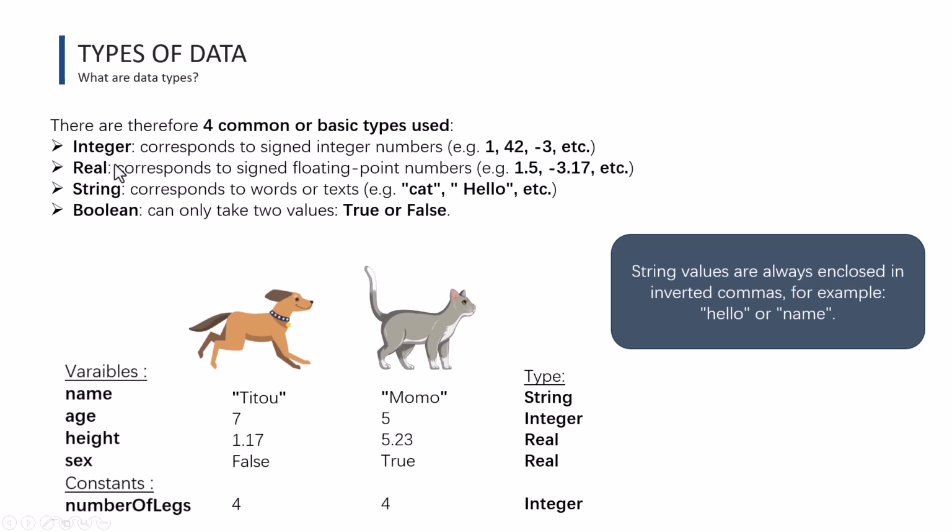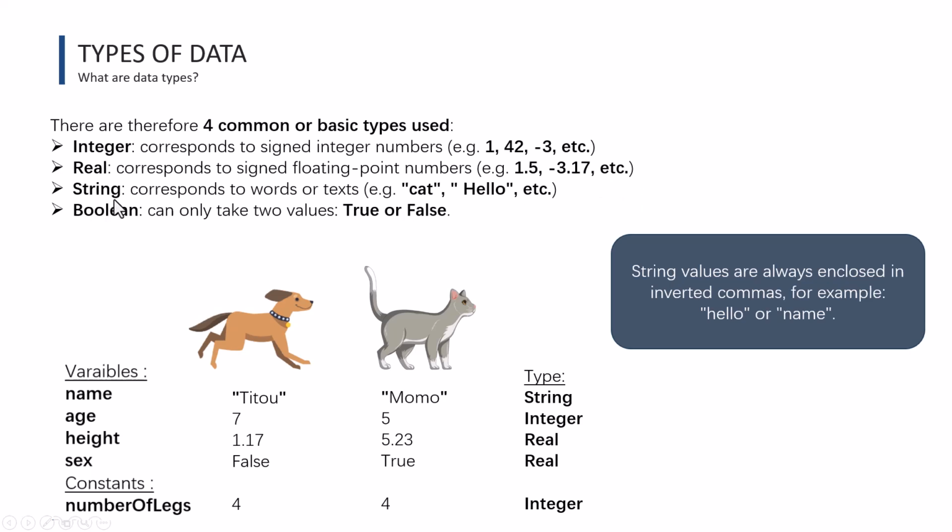You have the type integer, that is all the integer values or numbers that can be signed or unsigned. Some examples are 1, 42, -3, and others. We have the real type, corresponding to all the floating point numbers that can be positive or negative. Like in the examples here, you have 1.5, -3.17, and others.